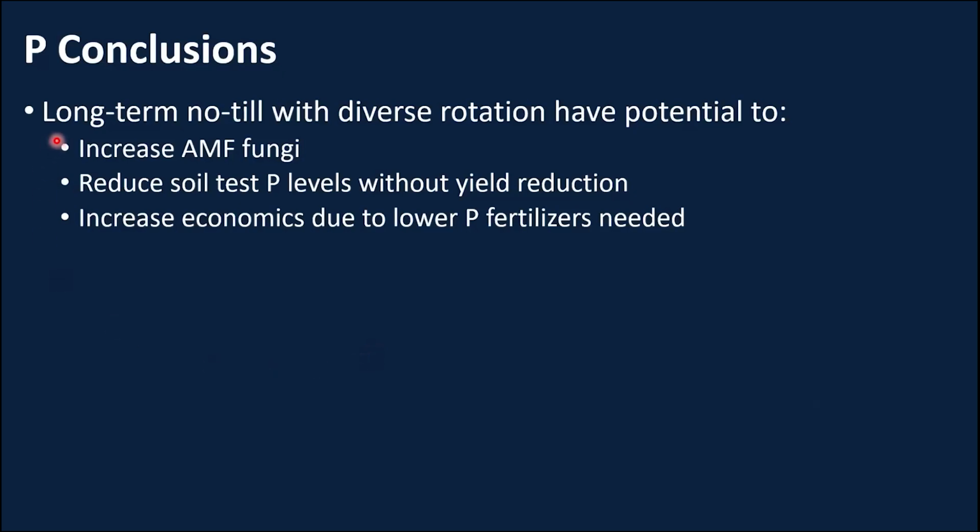So, some conclusions and summary. We're seeing that long-term no-till with diverse rotation has the potential to increase the mycorrhizal fungi. You can potentially reduce soil test P levels without yield reduction. And that has an economic benefit, because we're lowering the phosphorus fertilizer we need to optimize crop yield.